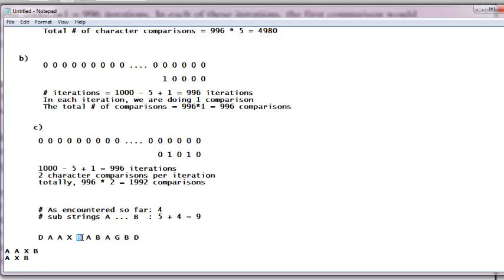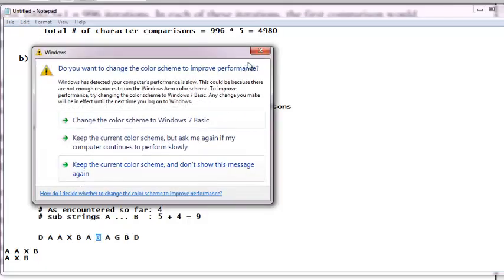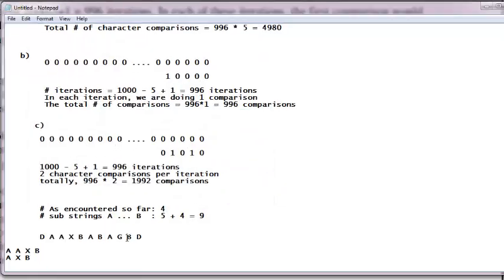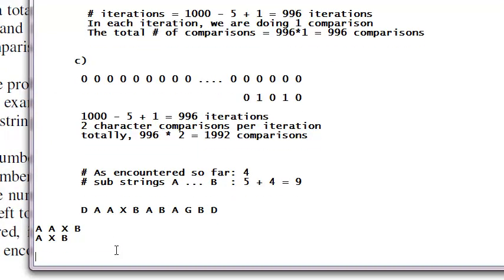So everywhere you hit a B, keep track of the number of A's you have encountered so far until you hit that B and add it to the total number of substrings you have, right? So for this B, it's 2 A's before that. For this B, it is 3 A's before that. For this B, it's going to be 4 A's before that. So it's basically 2 plus 3 plus 4. That's what it is. Okay, so 9 substrings.